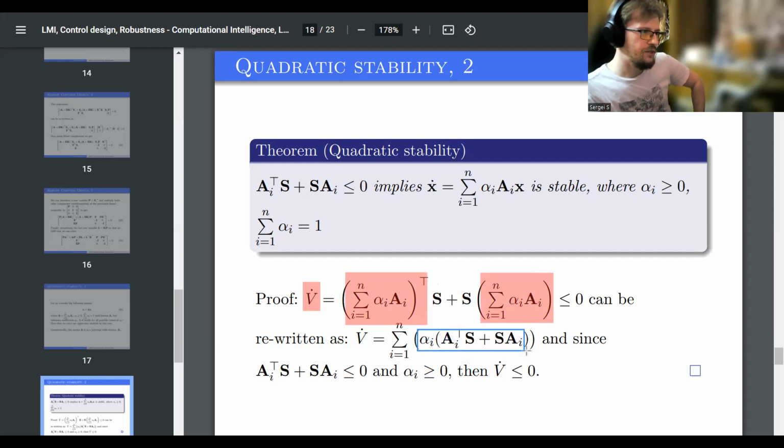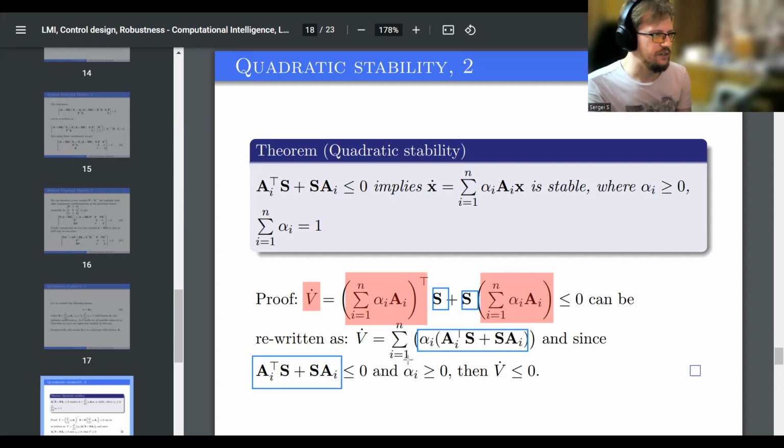Right. So we have this summation here. So S went under the summation. All right. But we know that all of those are negative definite, and those alphas are positive. So multiply a negative number by a positive number, you get a negative number. Sum as many negative numbers as you can, you'll get a negative number. This is how we can prove that this is negative. So that's it. Quadratic stability proof.